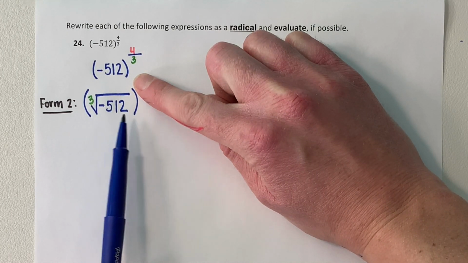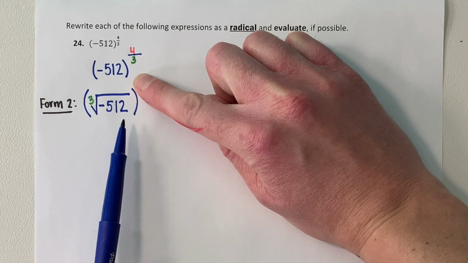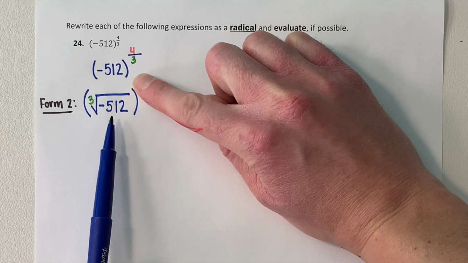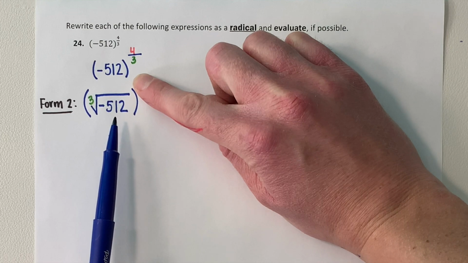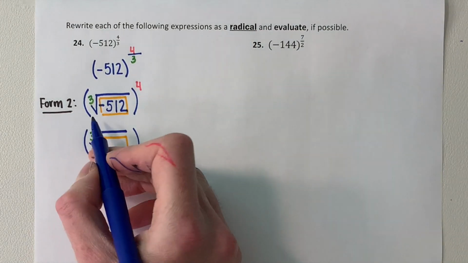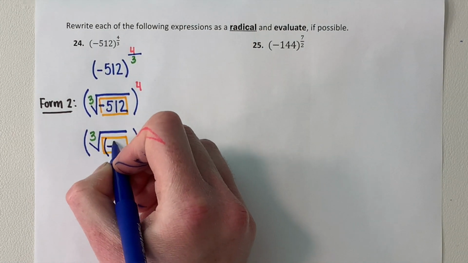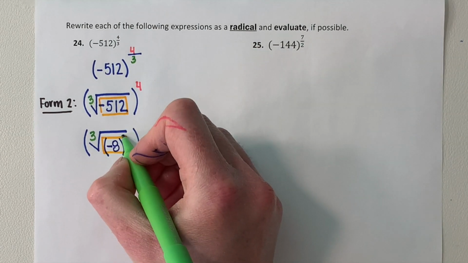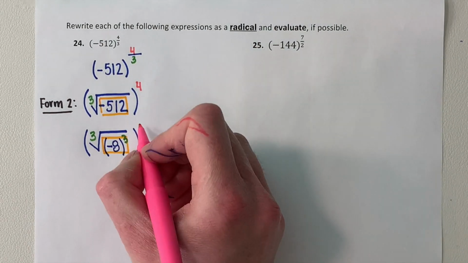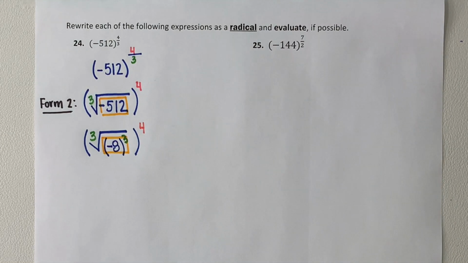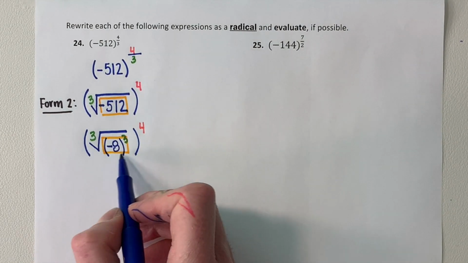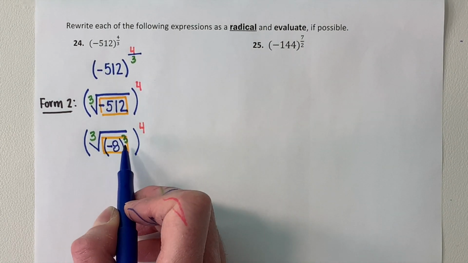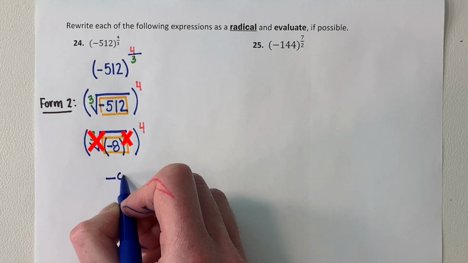inside the parentheses. To evaluate this, let's try to rewrite negative 512 as some quantity cubed. You'll find that negative 512 can be rewritten as negative 8 cubed. And I'm going to bring down this 4 exponent so we don't forget about it. Now, if we still focus inside these parentheses, the cube root and the cubed power are inverse operations. They cancel. We're left with negative 8.